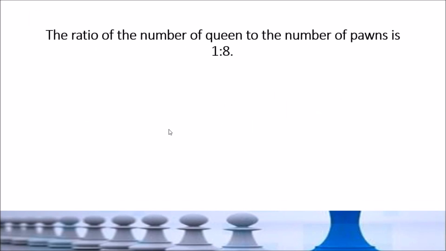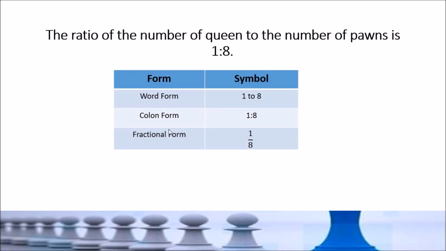So in our example, the ratio of the number of queen to the number of pawn is 1:8. So then we can write that in either of the following. It could be in a word form, 1 to 8. It could be in a column form, 1:8. And it could be in a fractional form, that is 1/8. Okay?